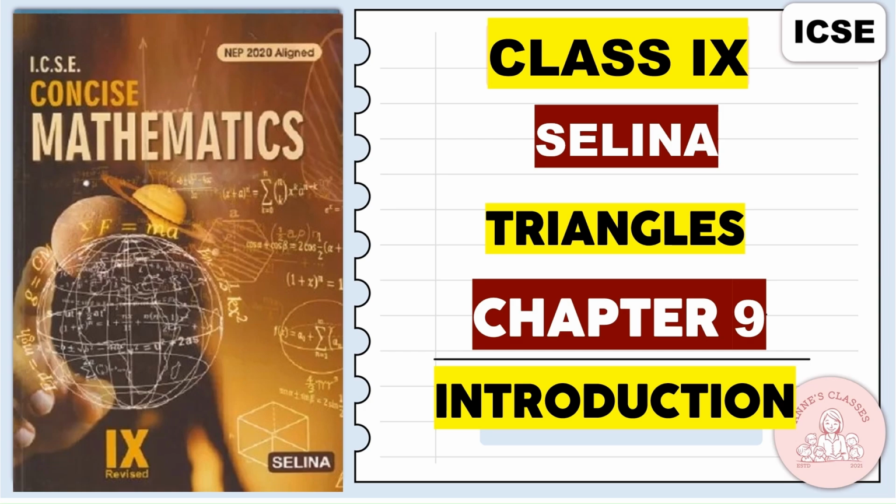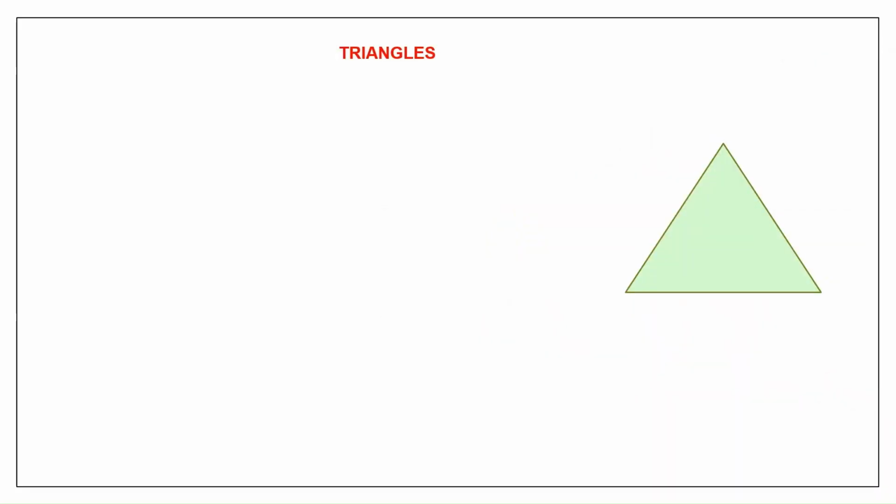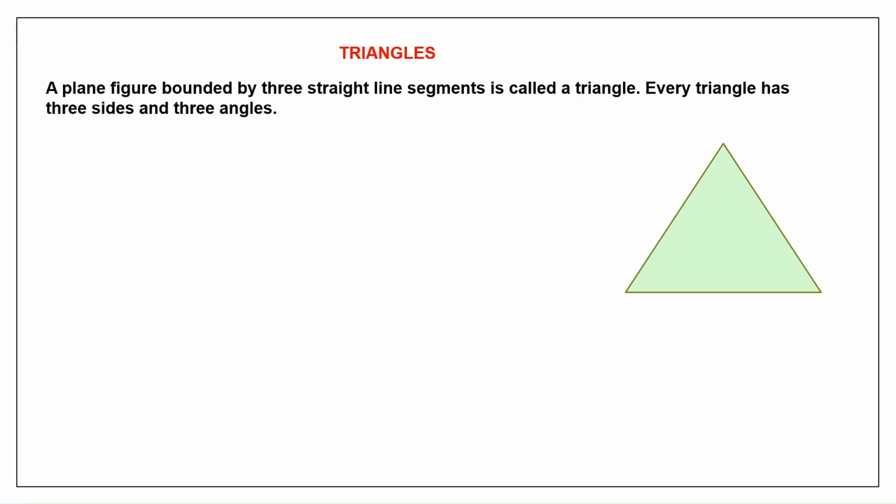Let's do triangles, chapter 9 and introduction. Let's go through some basic concepts of triangles. A plane figure bounded by three straight line segments is called a triangle, and every triangle has three sides and three angles. Now we have a triangle here.